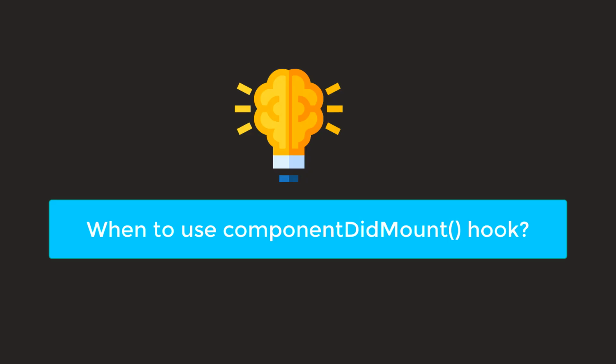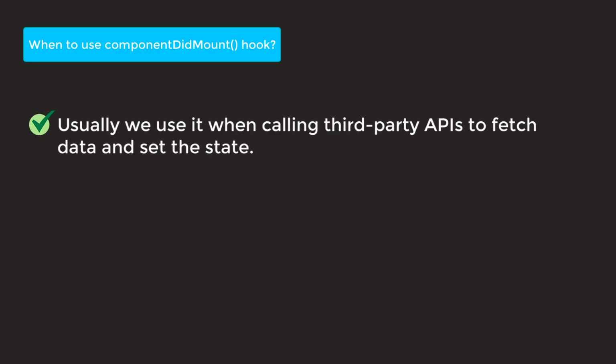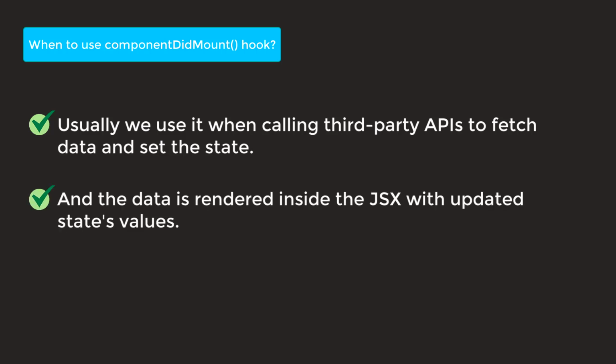You might be thinking about where we can actually use the componentDidMount method. Usually we use it to call external APIs, get the data from the API and then set the state's value. And further, JSX will handle the state and display the data.